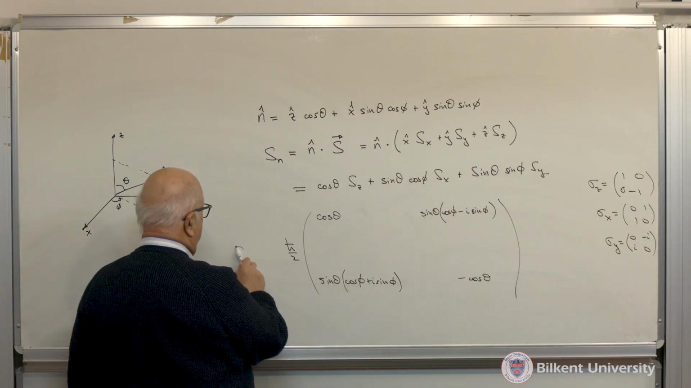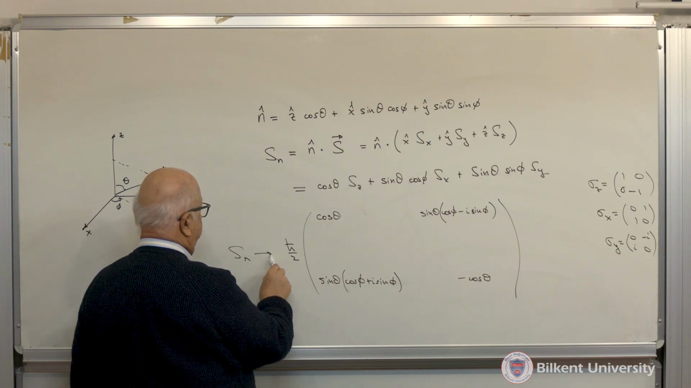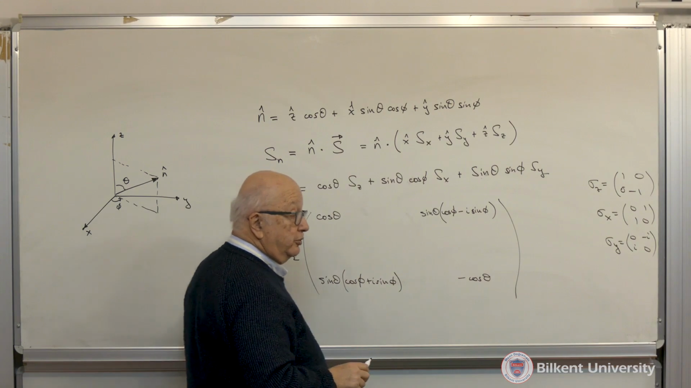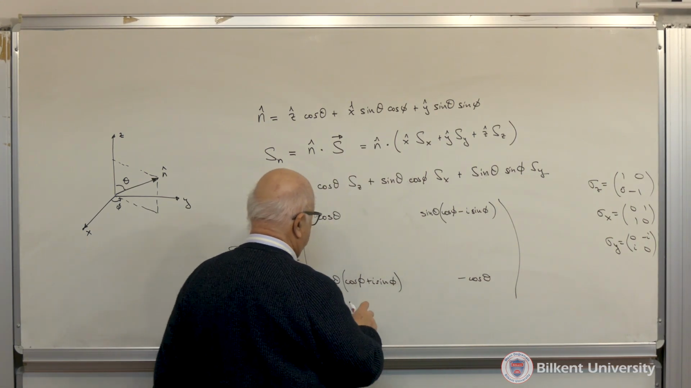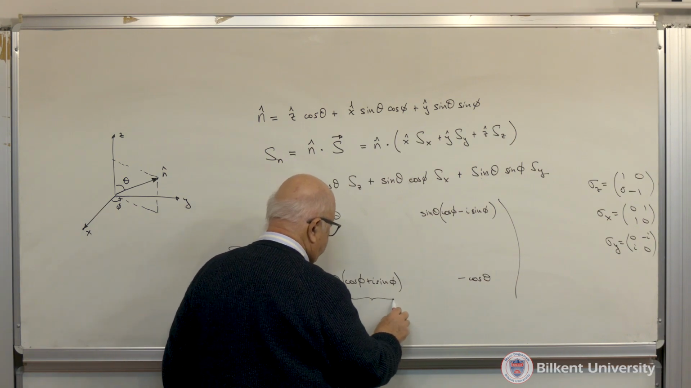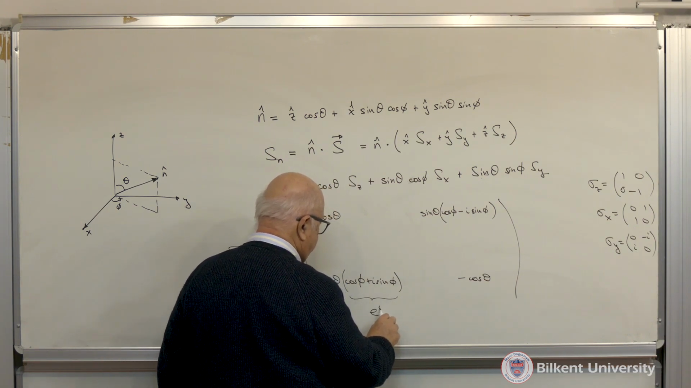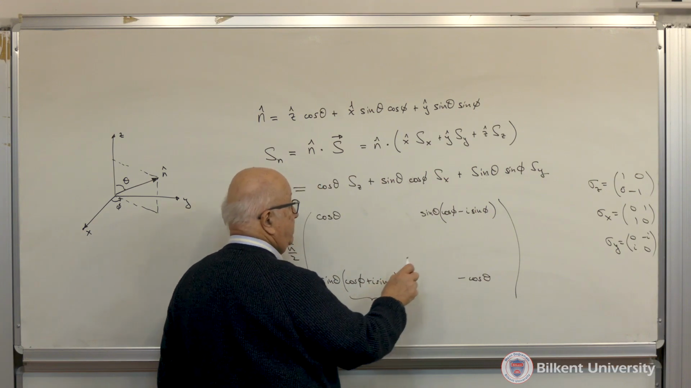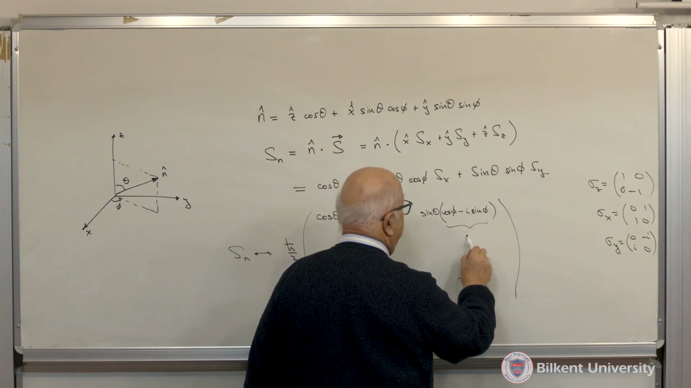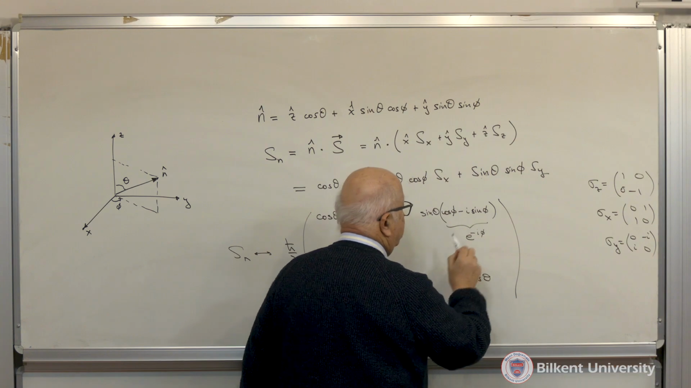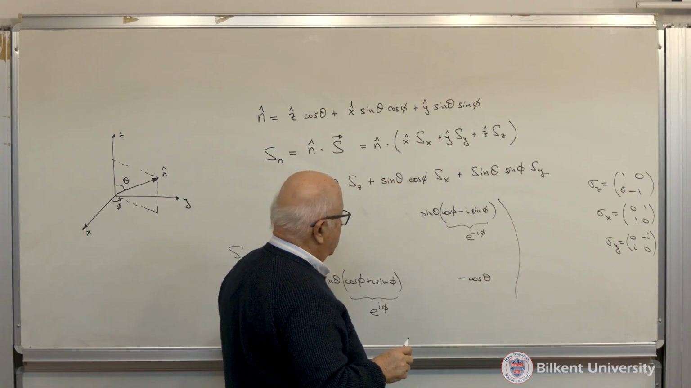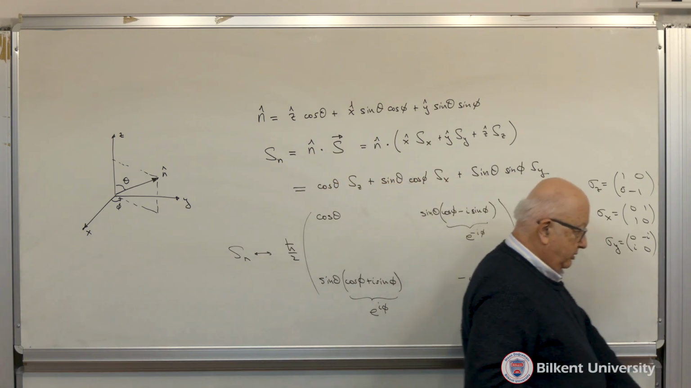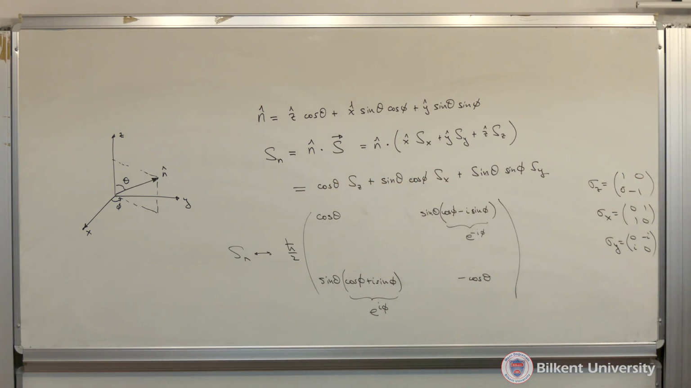Okay, so this is our Sn, if you like. Okay, that's our matrix. I can also group these things into a somewhat more compact form. I can write this as e to the i phi, and I can write this one as e to the minus i phi. Okay? So that's our spin matrix.